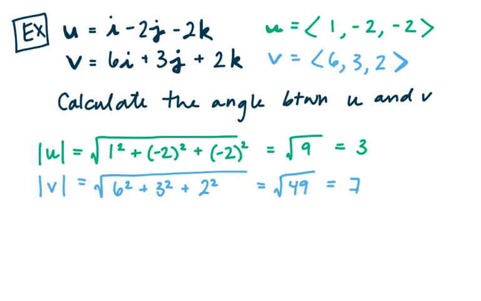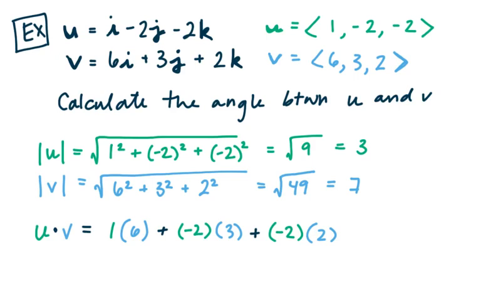And u dot v. So in order to find u dot v, I'm going to say 1 times 6, my i components, plus my j components, -2 times 3, plus my k components, -2 times 2. This gives me 6 minus 4... u dot v is equal to -4.